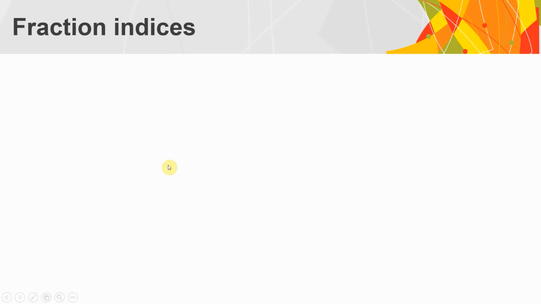So fraction indices is something new. Let's just look at the first one. This is square root 9. We can actually write square root 9 in the form of fraction, which is 1 over 2. Right? Starting with 2 here. So another example. The cube root of 27, we can write as 27 to the power of 1 over 3.